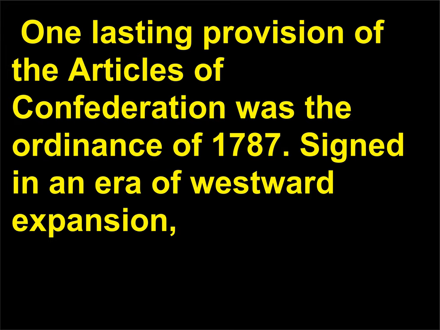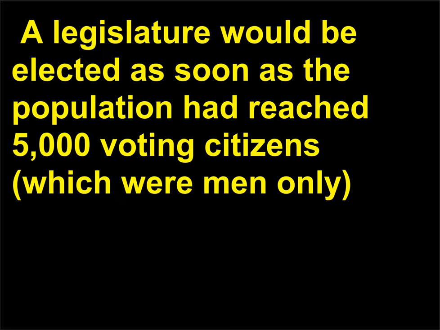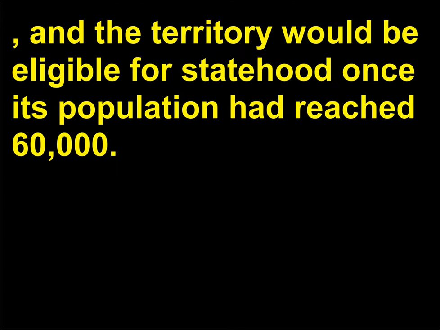One lasting provision of the Articles of Confederation was the Ordinance of 1787, signed in an era of westward expansion. The ordinance set the guidelines for how a territory could become a state. A legislature would be elected as soon as the population had reached 5,000 voting citizens, which were men only, and the territory would be eligible for statehood once its population had reached 60,000.